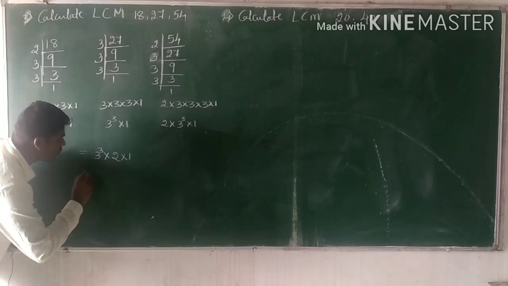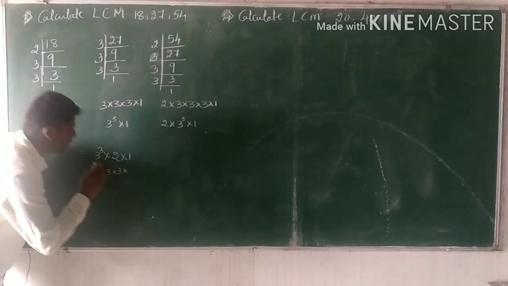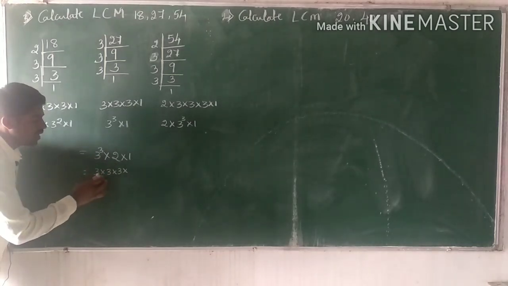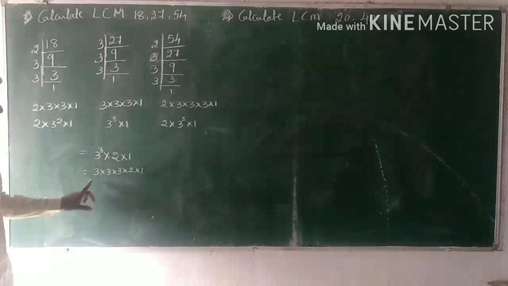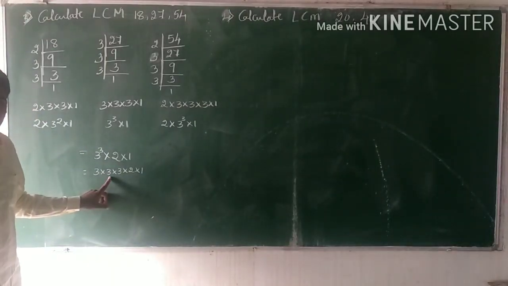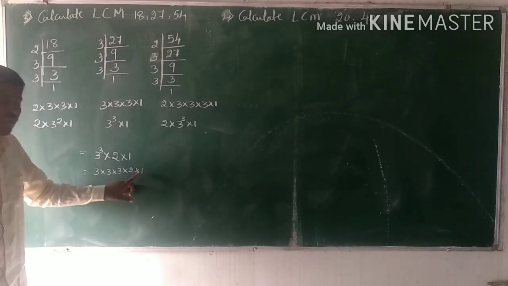Okay, now I will write 3 into 3 into 3, because 3 is repeated 3 times, into 2 into 1. Now multiply. 3 3s are 9. 9 3s are 27. 27 2s are 54. 54 into 1.